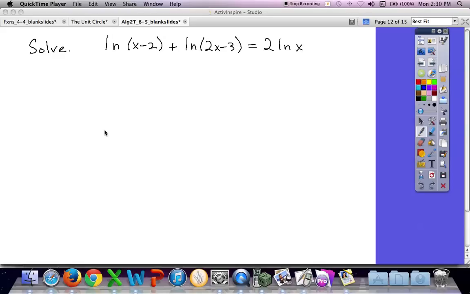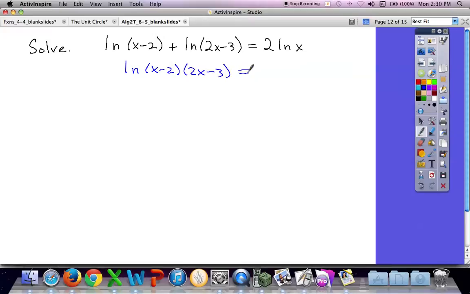Which property could I use on the left? Product, right? So I could make this the ln of x minus 2 times 2x minus 3. Okay, which property could I use on the right? The power, right? So let's move the 2 inside. ln of x squared. Okay, now we've got the ln of this equals the ln of that.